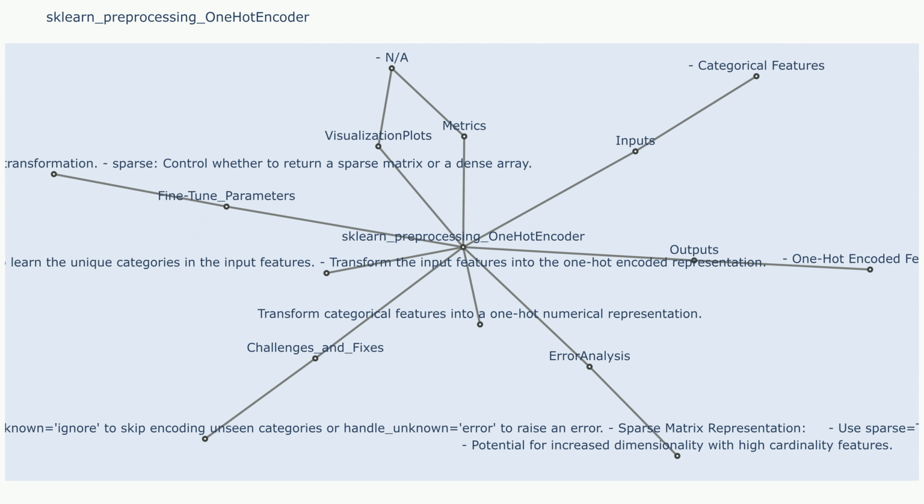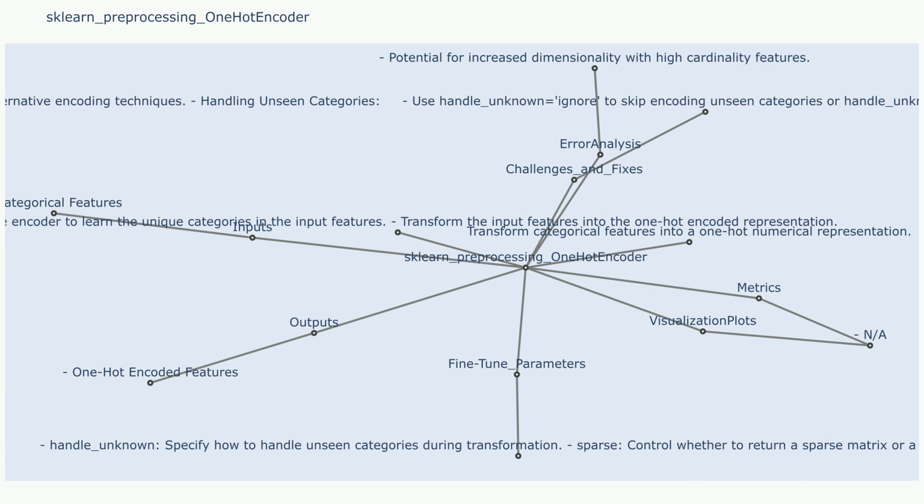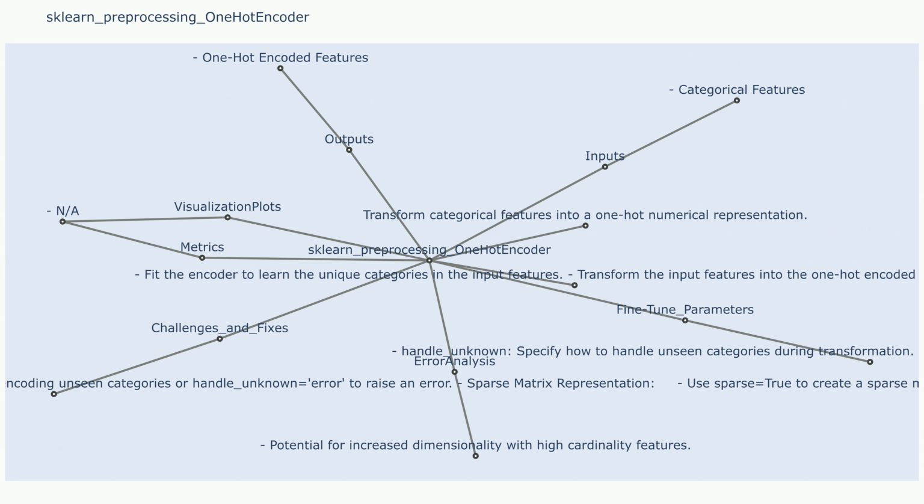No specific metrics are used to evaluate the performance of the one-hot encoder itself, as it is a preprocessing technique. However, the effectiveness of the encoded features can be assessed by the performance of the subsequent machine learning model using the encoded data. Metric 2. Explain in detail: metrics such as accuracy, precision, recall, F1 score, and AUC can be used to evaluate the performance of the machine learning model that uses the encoded features.